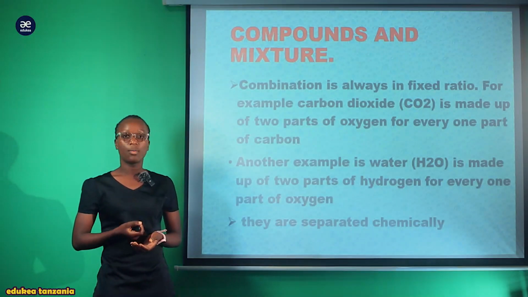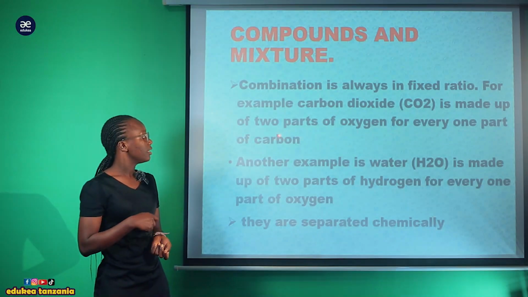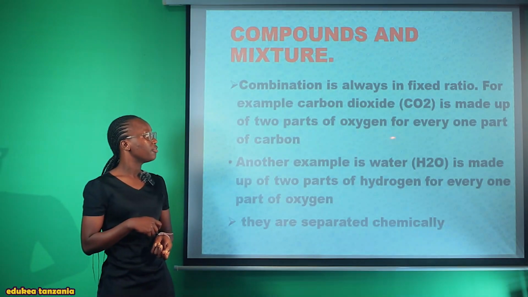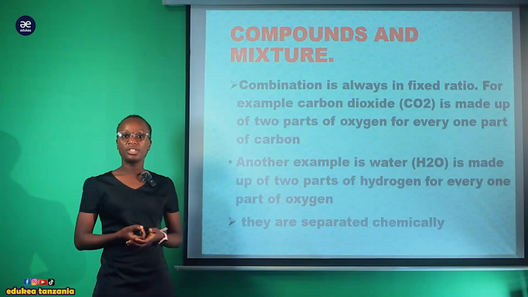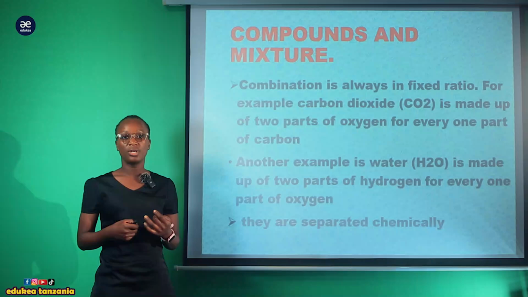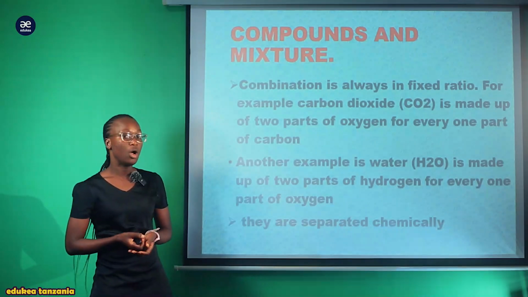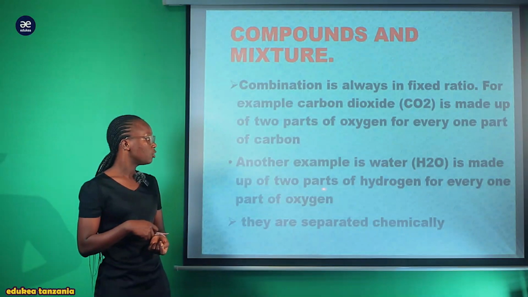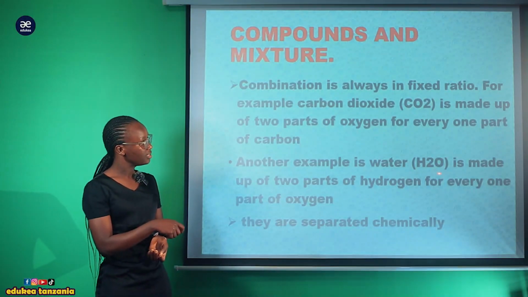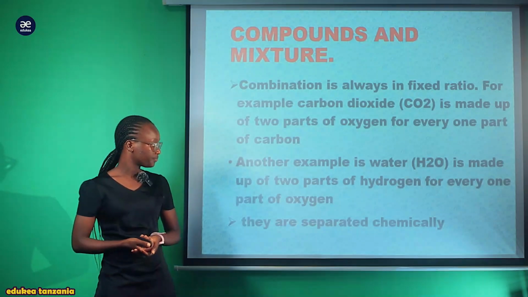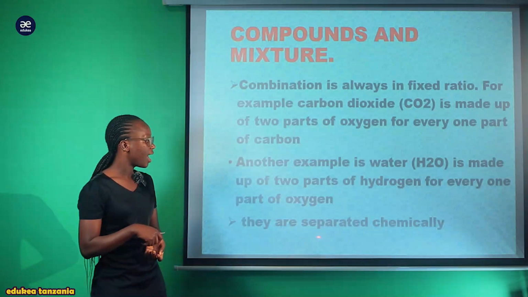For instance, carbon dioxide. As you can see from the carbon dioxide, there are 2 parts of oxygen for every one part of carbon. Another combination which shows that the combination of the compound is a fixed ratio is the water molecule, whereby we have 2 parts of hydrogen for every 1 part of oxygen, as you can see here in the water molecule.